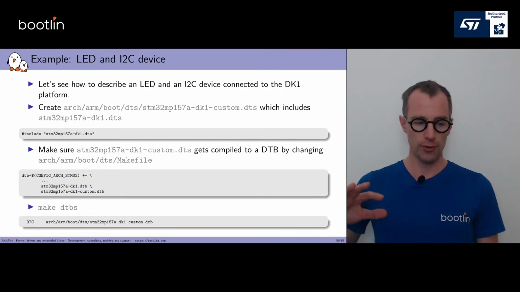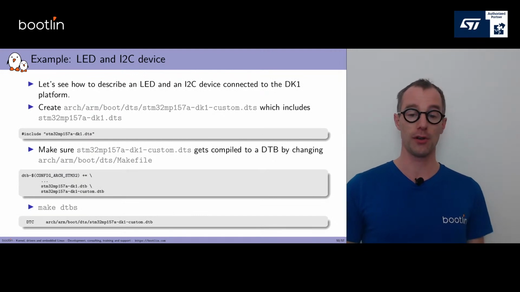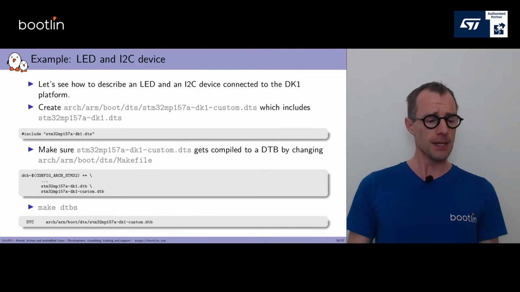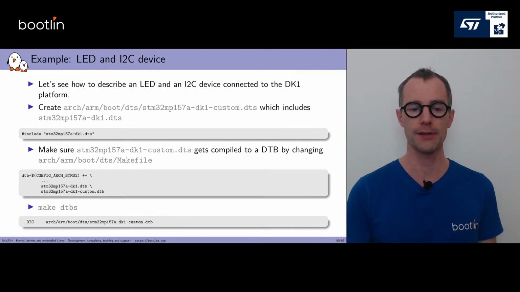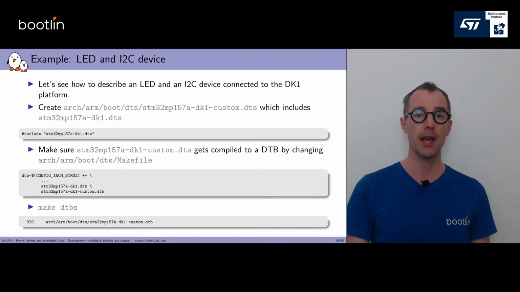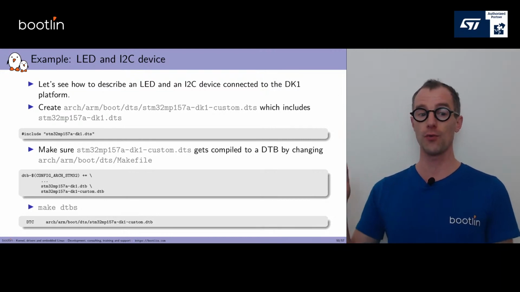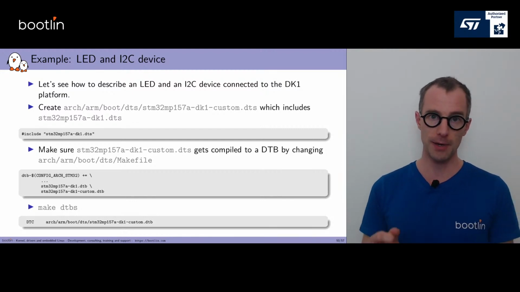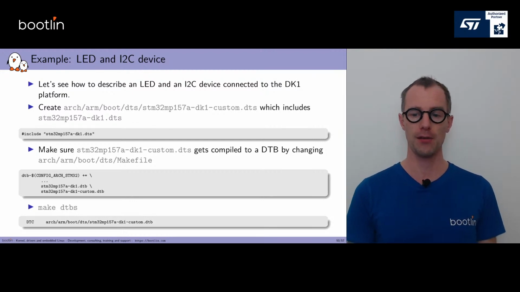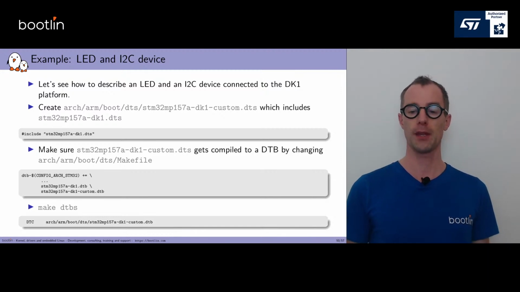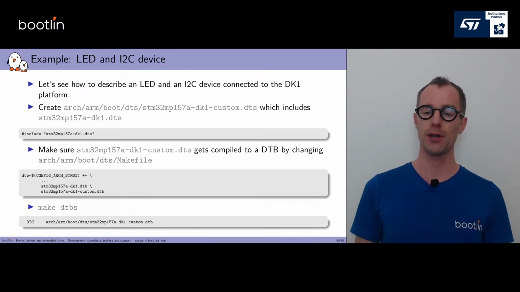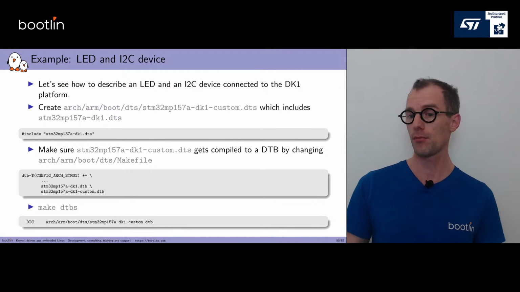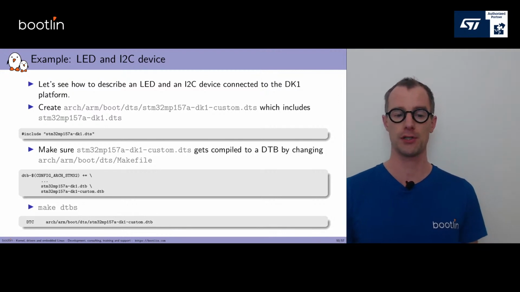To now put that in practice on hardware, let's have a look at the changes that we need to do on a device tree to describe an LED and an I2C device connected to the DK1 Discovery Kit platform. To do that, we'll start by creating our own device tree file. We'll call it STM32MP1 DK1-custom.dts to contain our customization.